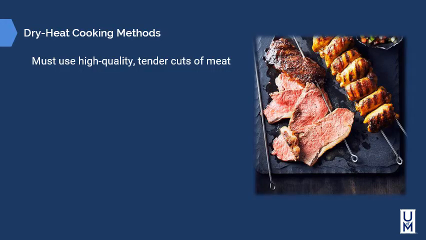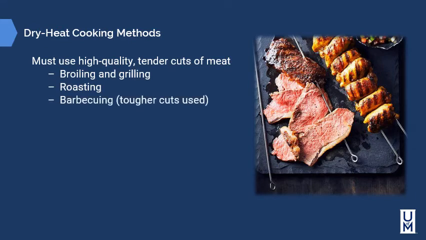Most cuts of meat, particularly those in animals that are four-legged, will be more tender in the center portion of the animal. Because of that, we tend to use dry heat cooking methods for those. We have to use very high quality tender cuts of meat for dry heat cooking methods, some of which include broiling and grilling, roasting, barbecuing. This is generally for tougher cuts of meat. And we're talking about southern barbecuing, not northern barbecuing. Sauteing, pan frying, and deep frying.